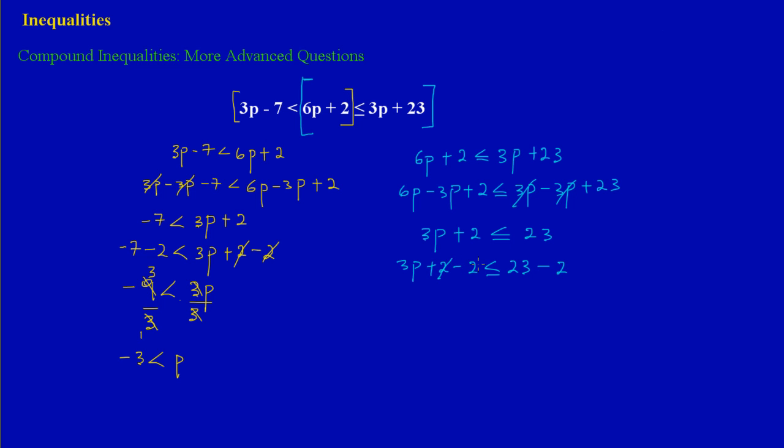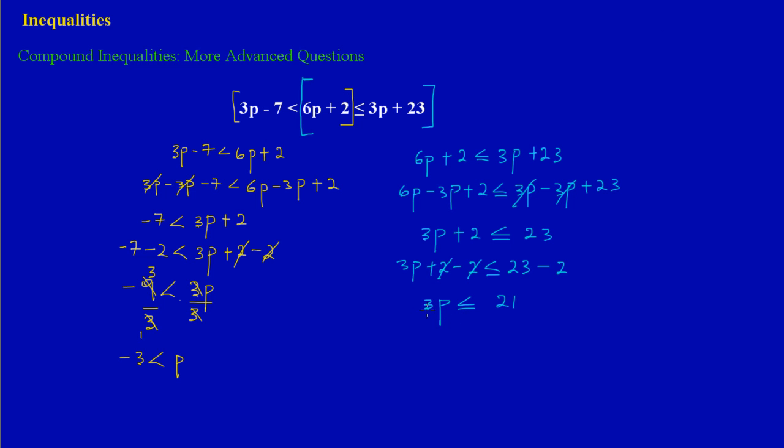So I know that positive 2 will cancel out with a negative 2. So really I'm left with 3p is less than or equal to 23 minus 2. That will leave me with 21. However, I need my p alone here.